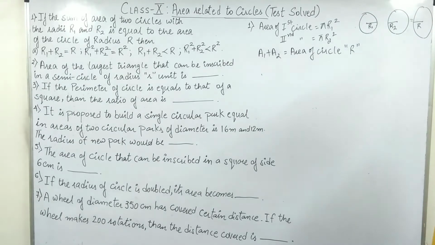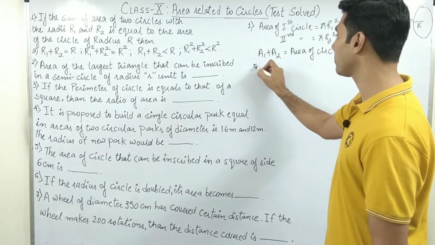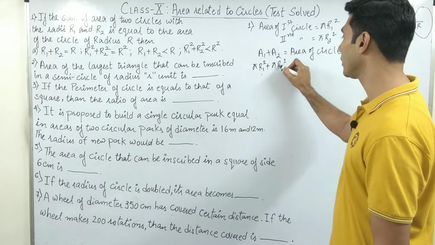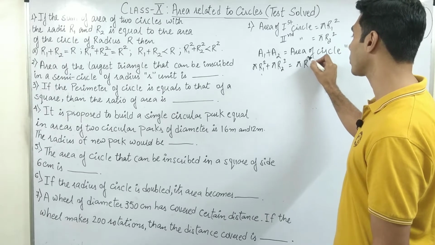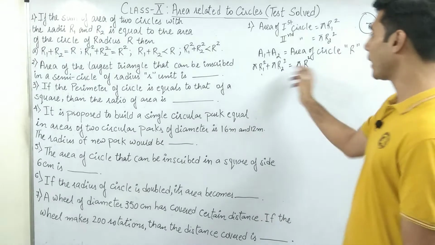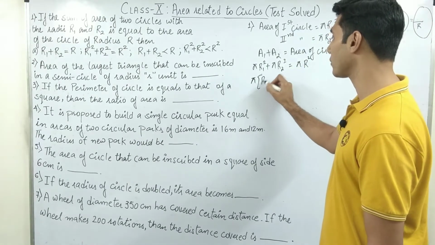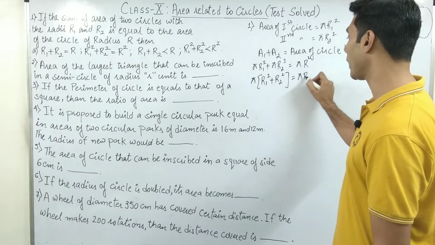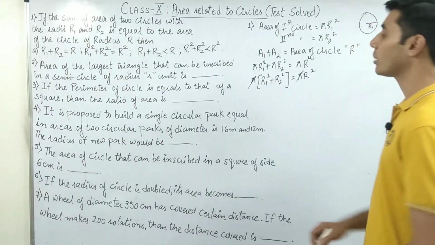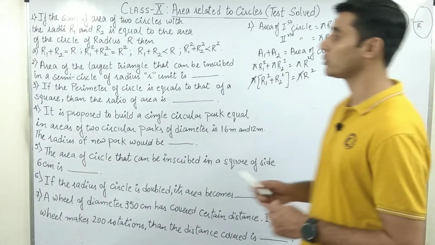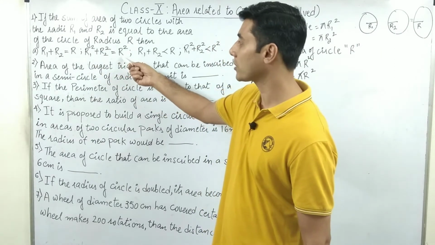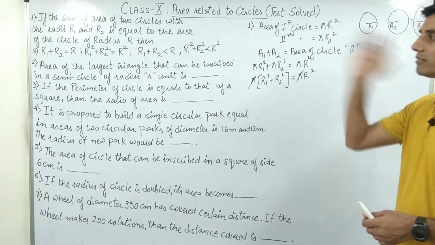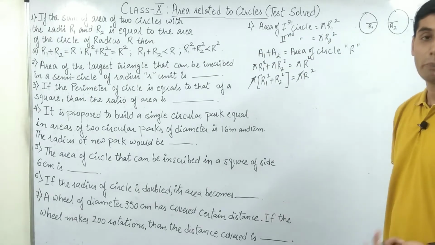Correct? It will be equal to both of them. So what was your A1? A1 was pi r1 square plus pi r2 square should be equal to pi r square. Correct? Let's now take out pi common and do the cancellation part. So it will become pi times r1 square plus r2 square equals pi r square. Pi and pi cancel. So r square should be equal to r1 square plus r2 square. So this option is not right. This option, r square equal to r1 square plus r2 square, is right. So the option is B. I have not written B over there, I forgot that. So the option will be B, or the second one.